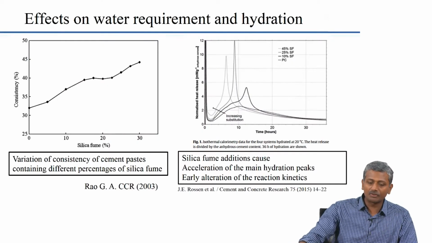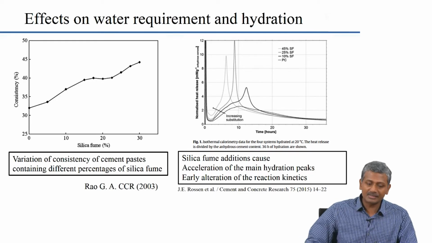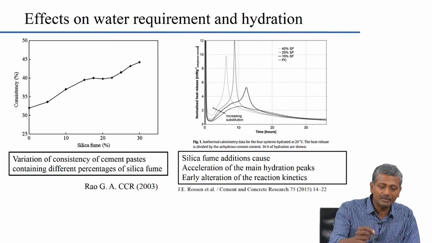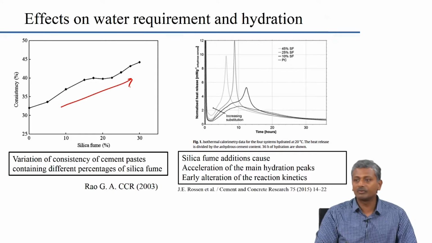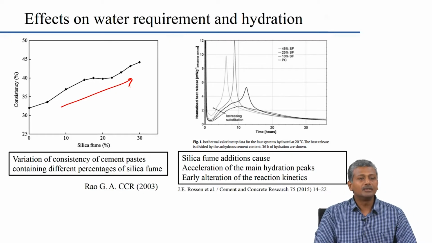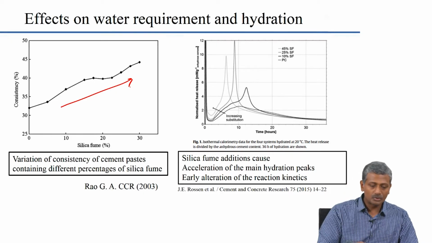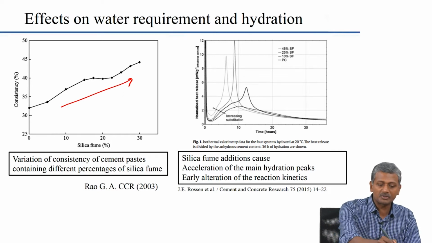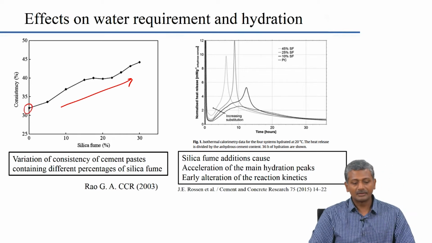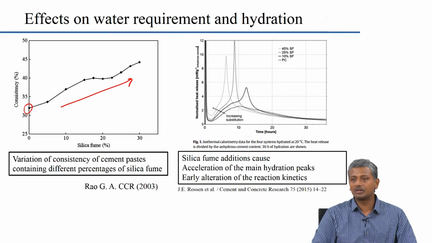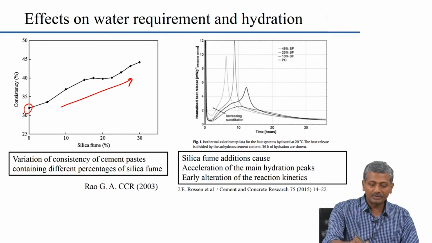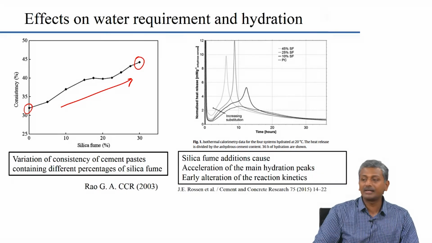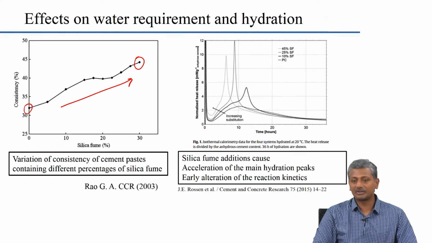So, mostly with silica fume, your consistency is going up extremely high. Consistency, you know very well, is the minimum water required to wet the paste, right. So, with 0% silica fume, when just plain Portland cement is there, the consistency is more of the order of about 30 to 32%. With 30% silica fume, that is inordinately a high amount of silica fume as a replacement, it goes up all the way to about 40 to 45%.